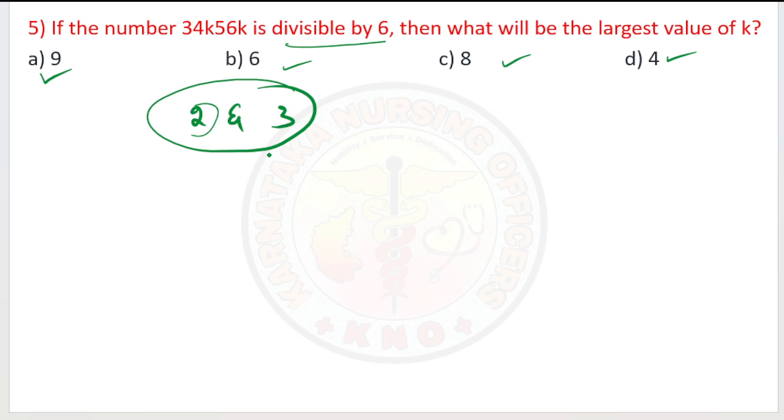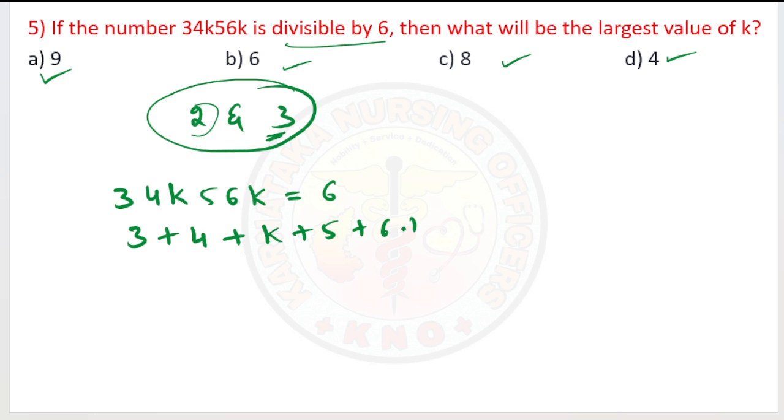And again we have to check for the rule of divisibility by 3. How? What is the rule of divisibility by 3? We have to do the sum of the digits of the number, right? That is, the number is 34k56k is equal to 6, because here we are following the rule of divisibility by 6. Okay, so to check the divisibility rule by 3, do the addition of the digits, that is 3 plus 4 plus k plus 5 plus 6 plus k is equal to 6.